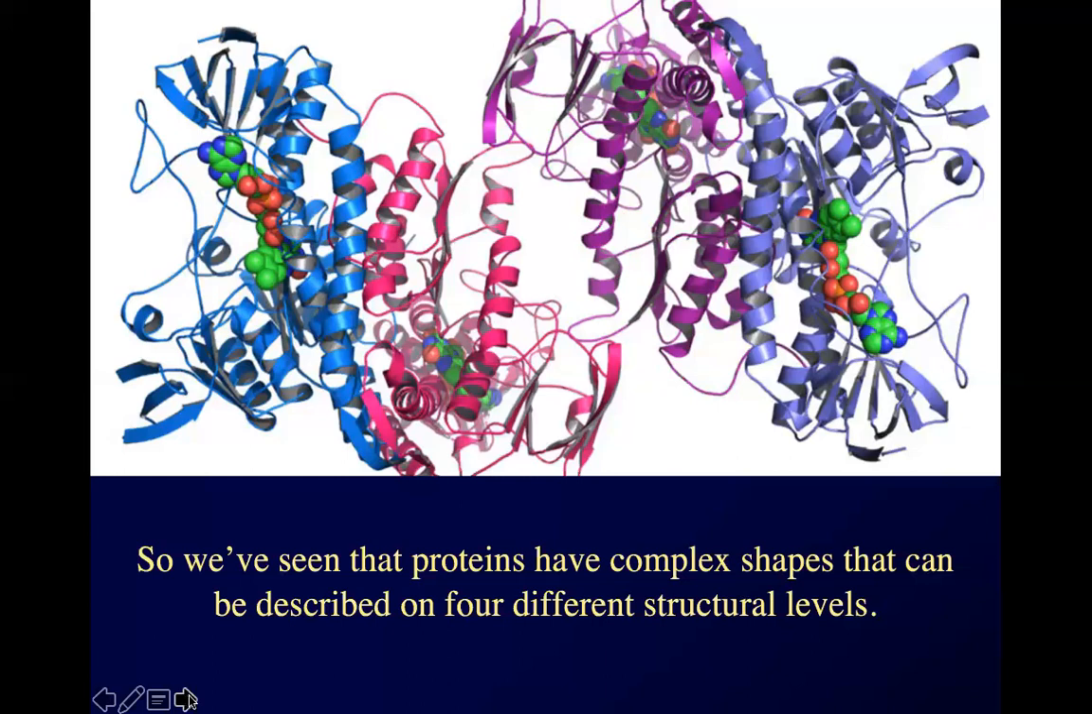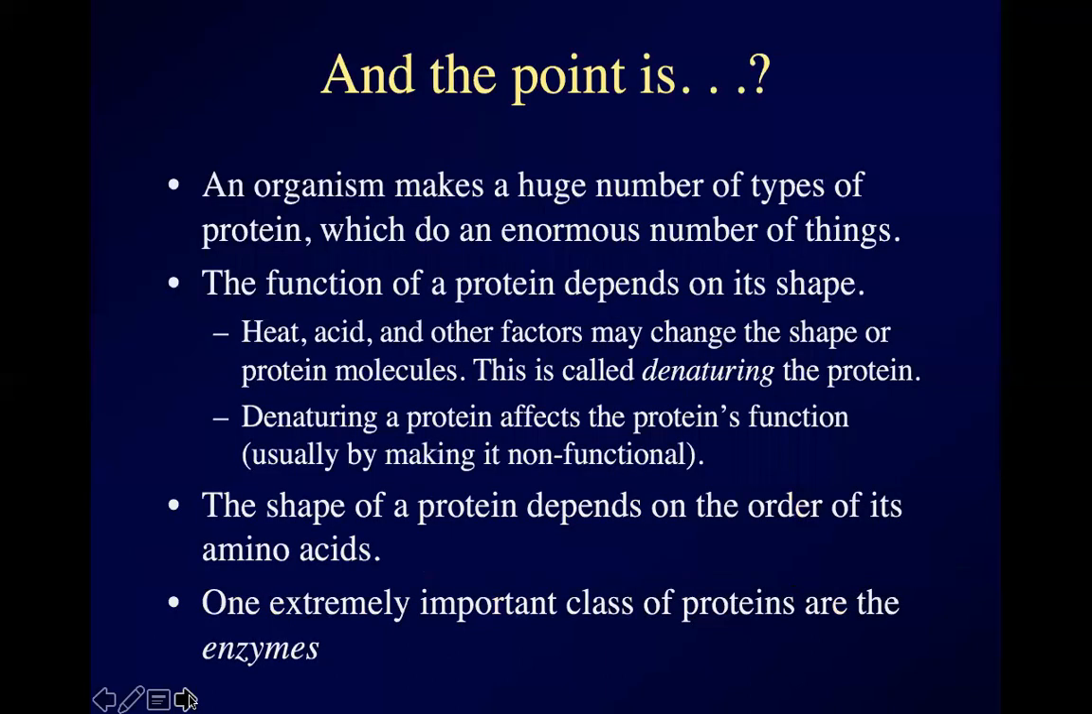Who cares? You make an absolutely ridiculous number of types of protein. Probably, I said 20,000 earlier, it may be closer to 30,000. I can't remember off the bat what the current estimate is, but you make tens of thousands of different proteins. And the proteins do a ridiculously large number of things.